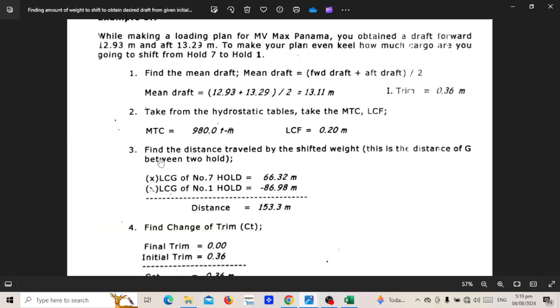Then number 3, find the distance traveled by the shifted weight. This is the distance between two holds. So the distance between two holds, this would be the one, guys.